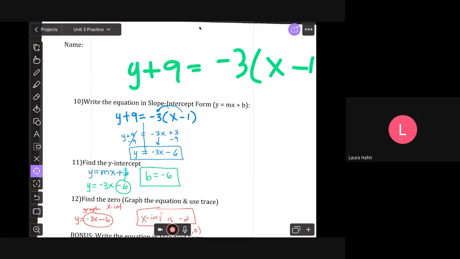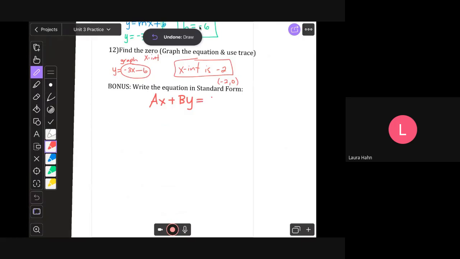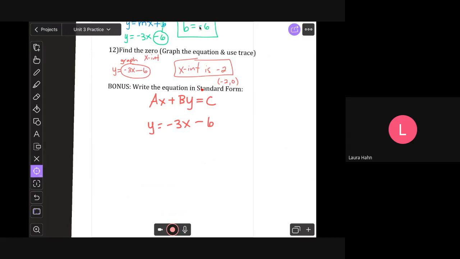Okay, so now we're going to write it the third way. We're going to write it in standard form. Well, the easiest one of these to work from if I'm trying to go into standard form is this guy right here. Okay. So remember, standard form is ax plus by equals c. So this is the goal. I want to transform my equation to look like this. So I said the easiest one to work from is y equals negative 3x minus 6. All right, so I'm going to transform this guy until it looks like here.